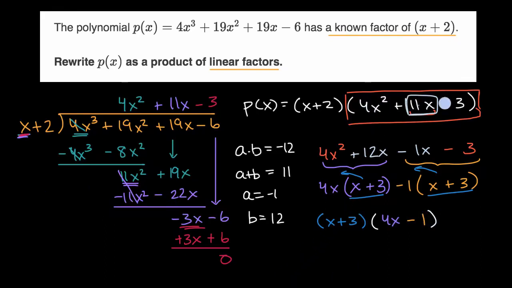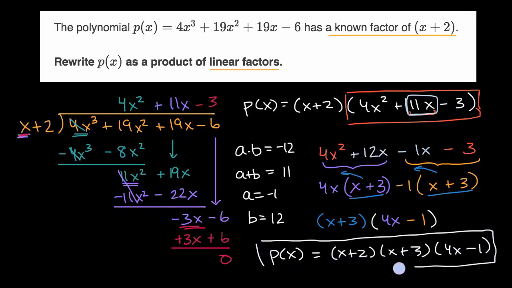And there you have it. I factored the second part into these two factors. And so now I can put it all together. I can rewrite p of x as a product of linear factors. P of x is equal to x plus 2 times x plus 3 times 4x minus 1. And we are done.